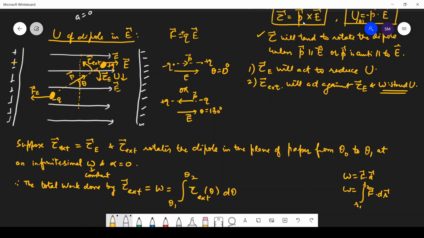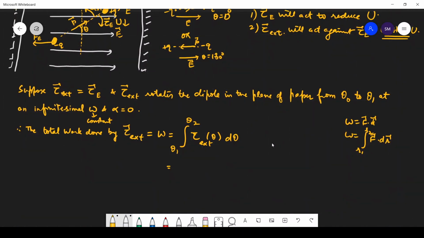Now what is tau? Tau is equal to P cross E. So what will the tau be equal to? That is equal to theta naught to theta 1. So I can take it theta 1 to theta 2 or theta naught to theta 1. That's the same thing. And tau is equal to PE.